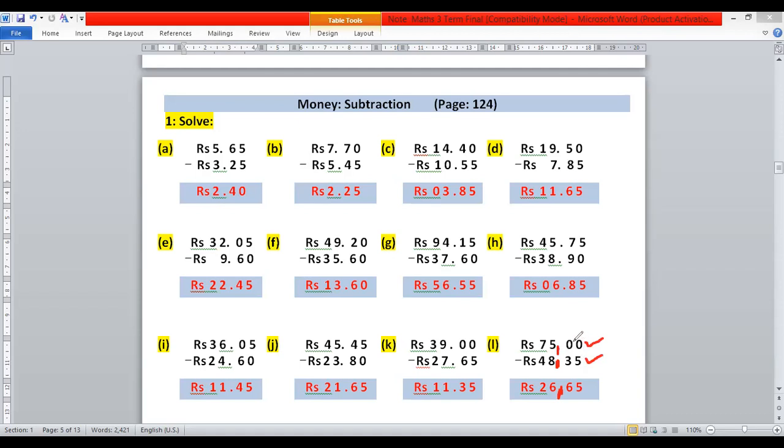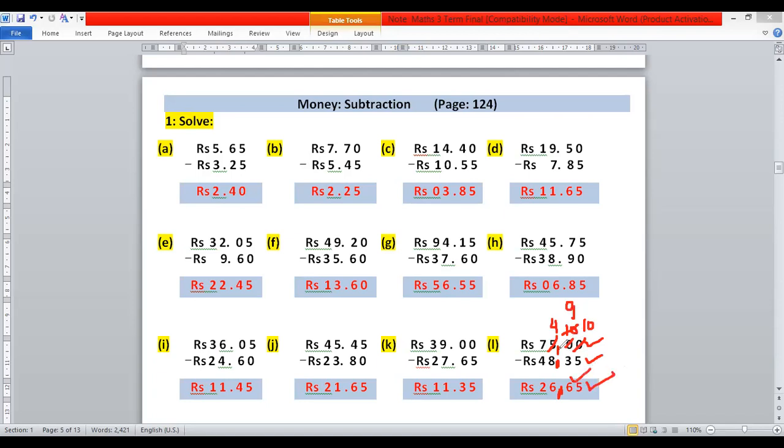Therefore we take one carry from next. Next number is also 0. So we cannot take carry, and so we will go to 5. By taking one carry, we replace 5 by 4. Here we replace 0 by 10. Now again take one carry from 10, we get 9. We will replace 10 by 9 and here add 10 with 0. 10 plus 0, 10. 10 minus 5, 5.